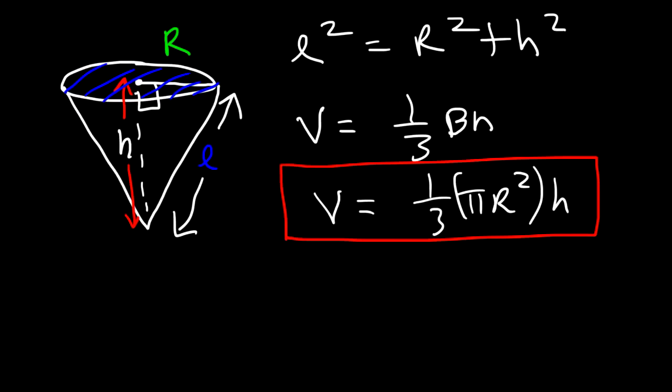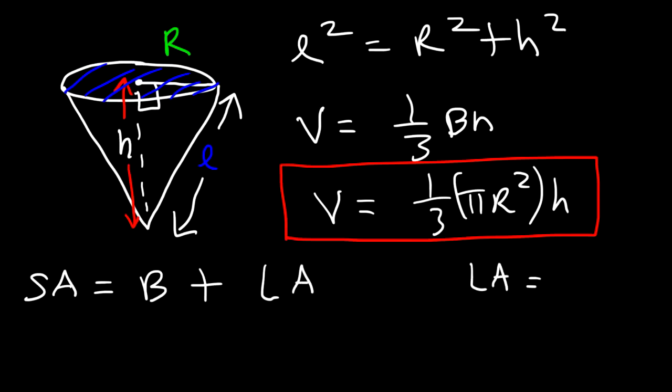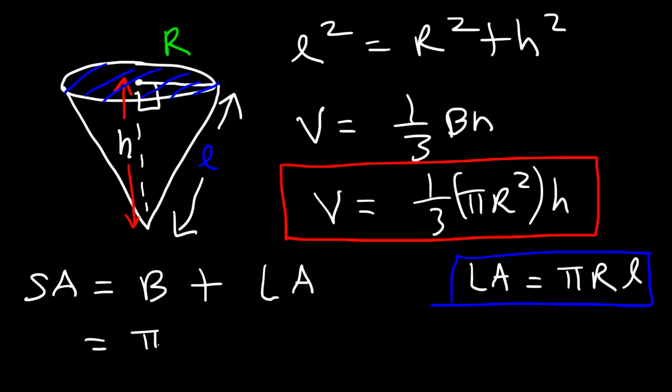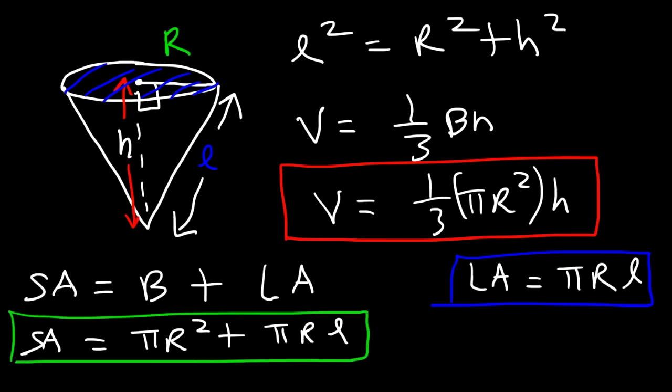Now, in order to find the surface area, you need to know that the surface area is the area of the base plus the lateral area. The lateral area is pi times r times the slant height L. The area of the base is pi r squared, plus the lateral area, which is pi r L. So combined, this will give you the surface area. So these are the equations that you need to find the volume of a cone, the lateral area, and the surface area.